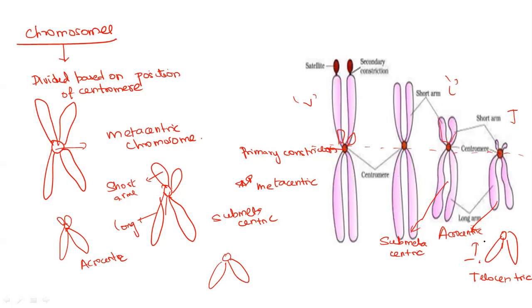All right. Now here there is something called a satellite. So some chromosomes have a secondary constriction at a constant location. That is called a satellite. So what is a satellite? A satellite is nothing but chromosomes having secondary constrictions at a constant location. Okay, that is called satellites.